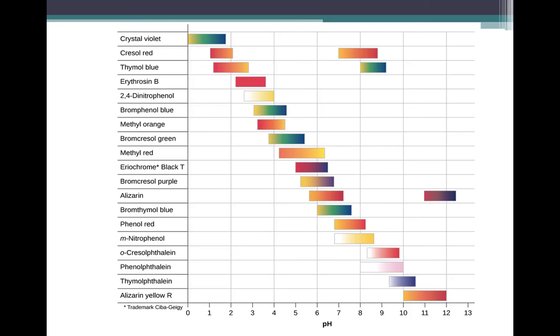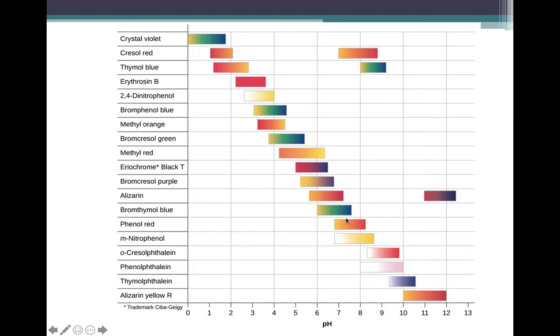So here's a list of your indicators. And so if we have a weak acid with a strong base, we would select something that would have a pH change, a color change, somewhere around here. So we would use something like nitrophenol, or we typically use phenolphthalein because it changes right at that 8.72 for acetic acid, so that would be a really good choice. But you could also use a couple of others.